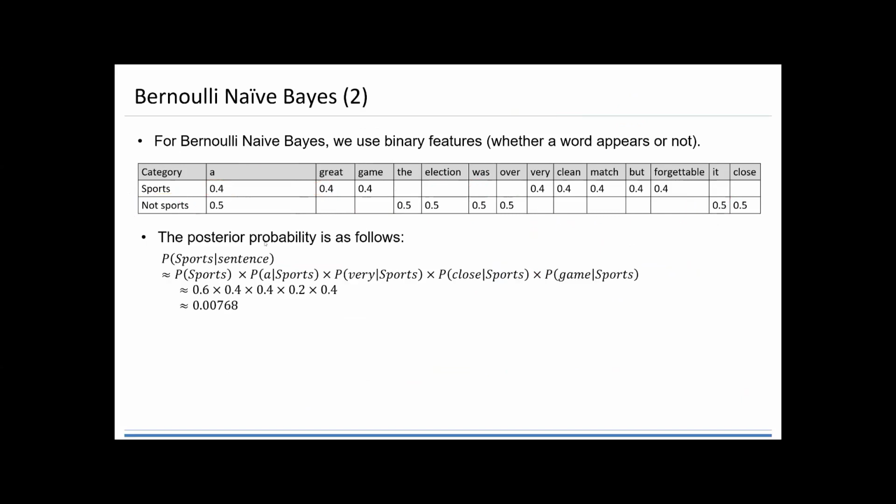Then we can also again calculate the posterior probability. In this case, I want to know whether it belongs to sports given the sentence. The sentence is 'a very close game'. Then we can calculate it. Belong to sports, so what is the probability? 'A' is 0.4. 'Very' belongs to sports, nothing here. 'Close', nothing here.